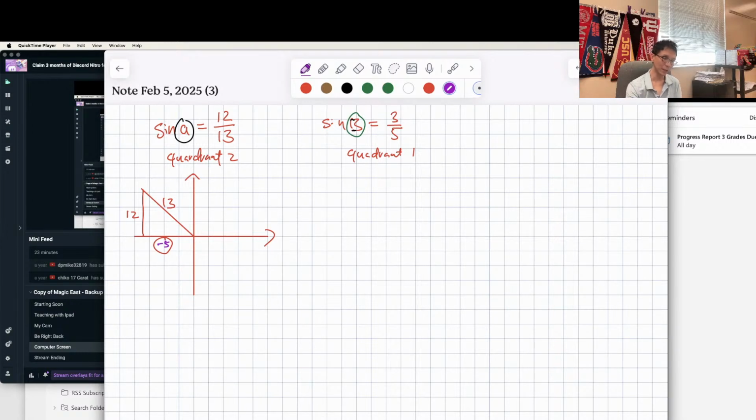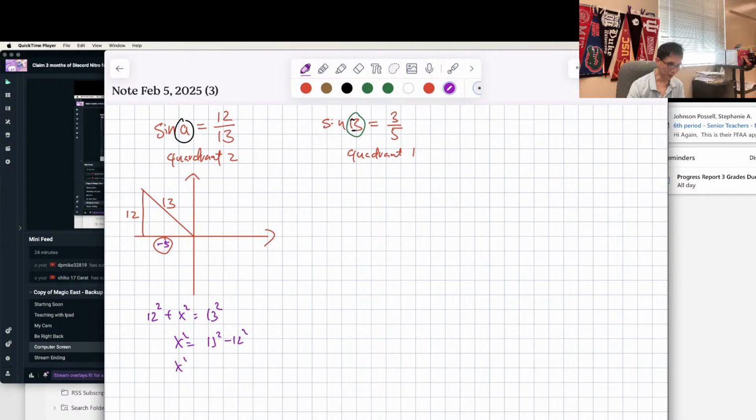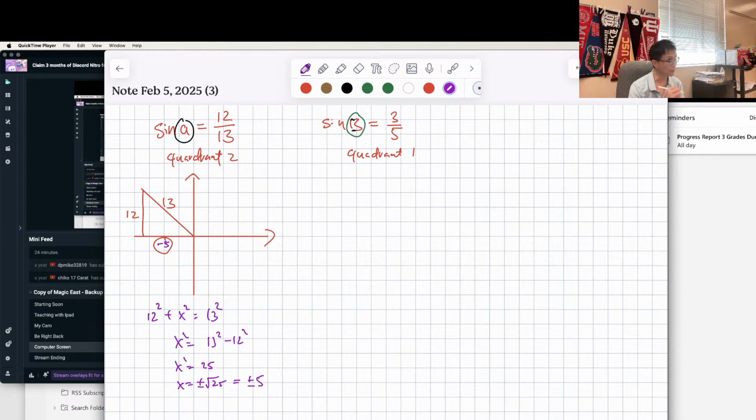It's plus or minus 5, but you go on the left. Since 12 squared plus x squared is equal to 13 squared, x squared equals 13 squared minus 12 squared, which is 25, so x equals plus or minus 5. But since it's on the left side of the x-axis, that's negative 5. So you have to judge with a graphical understanding. Is that okay?